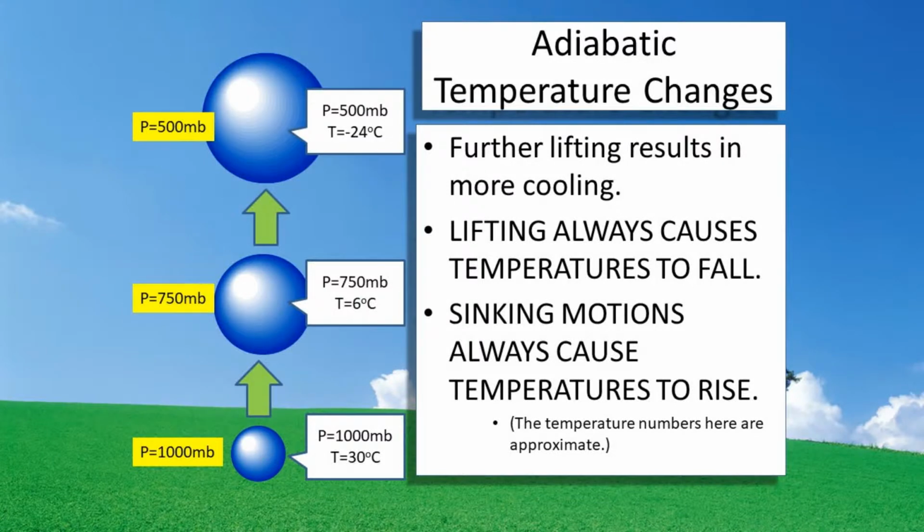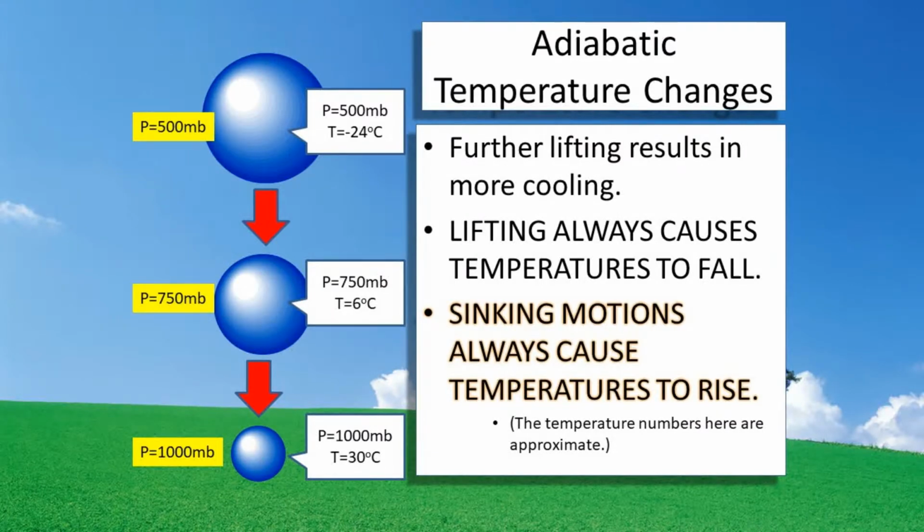All right. Lifting air always causes temperatures to fall, which, by the way, tells us that if we do it the other way around, if we lowered the air parcel, it would always be warming. Lowering the air parcel is the opposite of lifting it. Like if we lower the air parcel from 500 millibars to 750 millibars, the air around it has a higher pressure than the air parcel does. It can crush the air parcel.